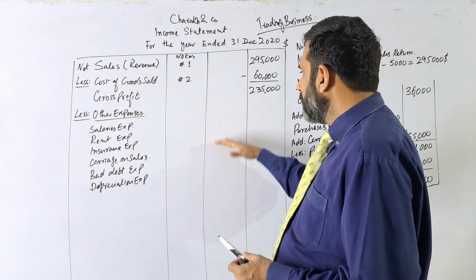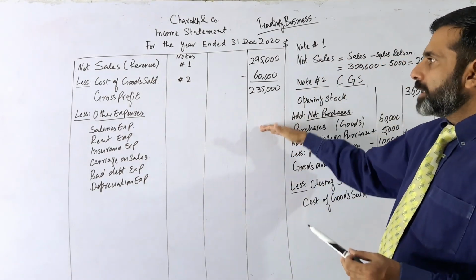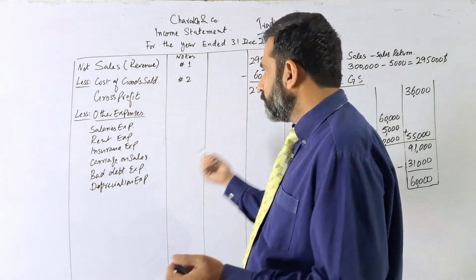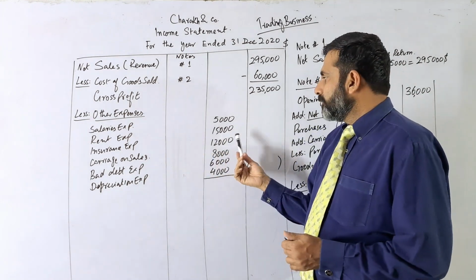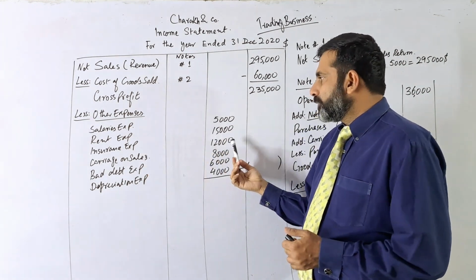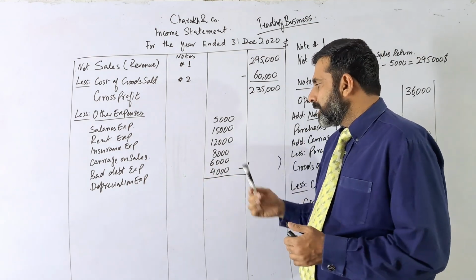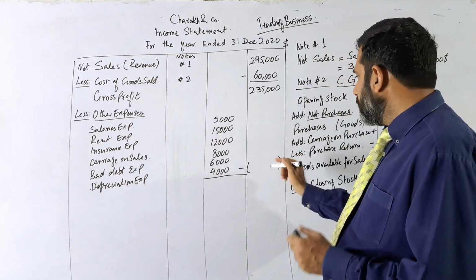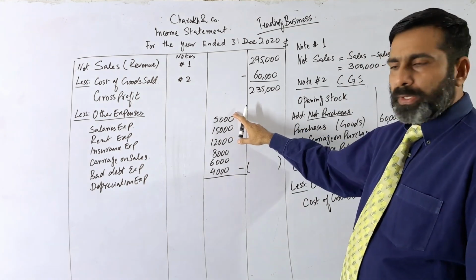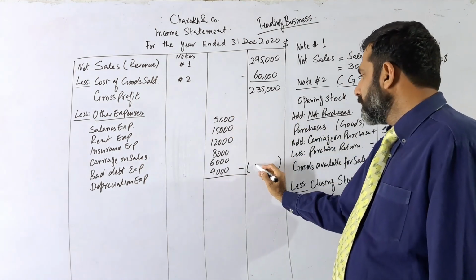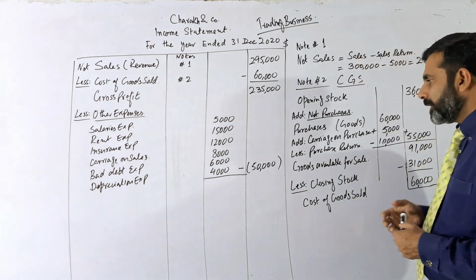We are assuming that there are 6 expenses. Now these expenses we will write here in the inner column, and the net amount we will write here, and we will deduct it because these are the other expenses. Now these are the expenses: salaries expense 5,000, rent expense 15,000, insurance expense 12,000, carriage on sale 8,000, bad debt expense 6,000, and depreciation 4,000. So the total amount is 50,000. So expense here is 50,000.